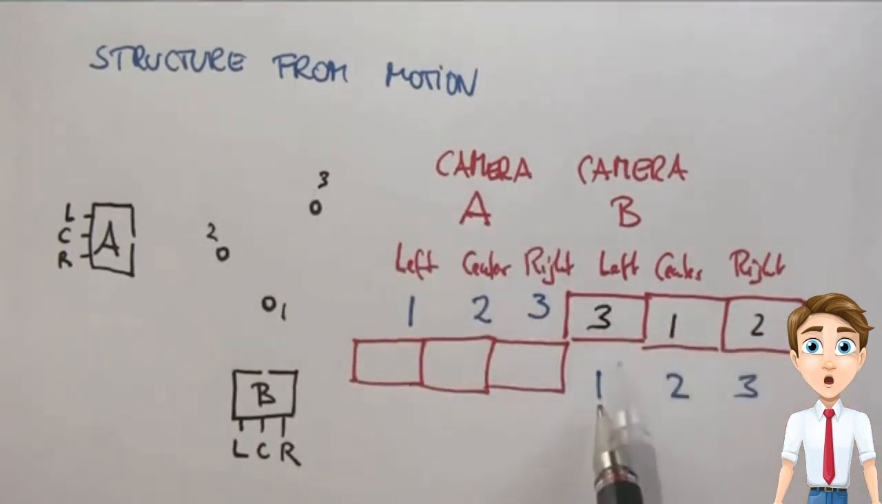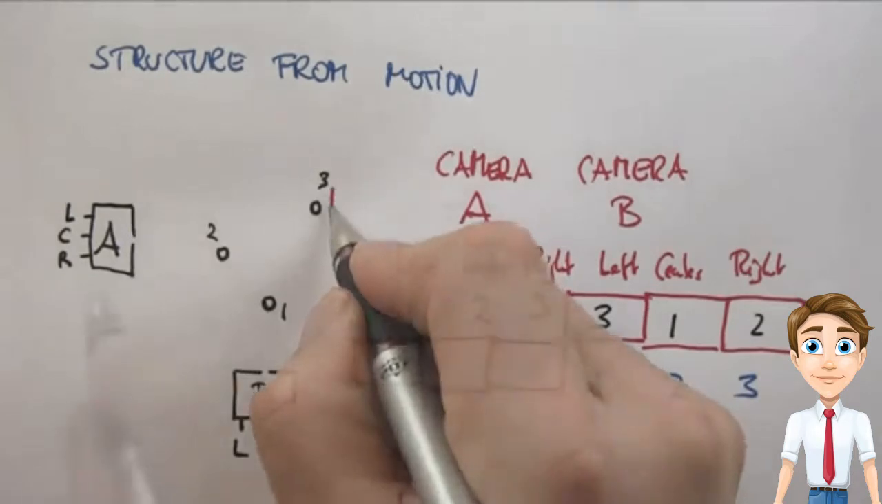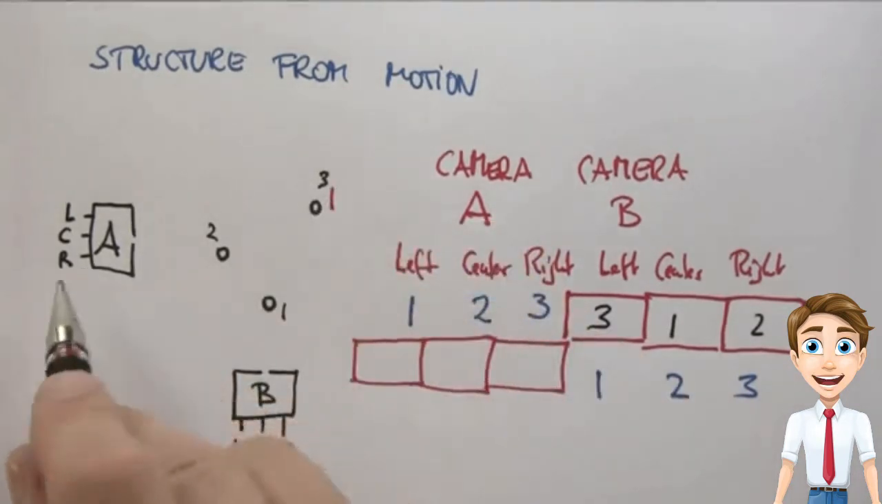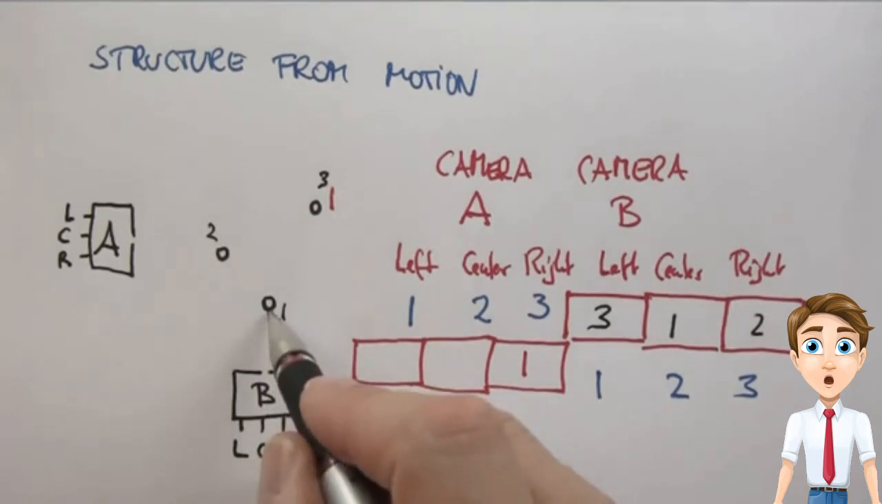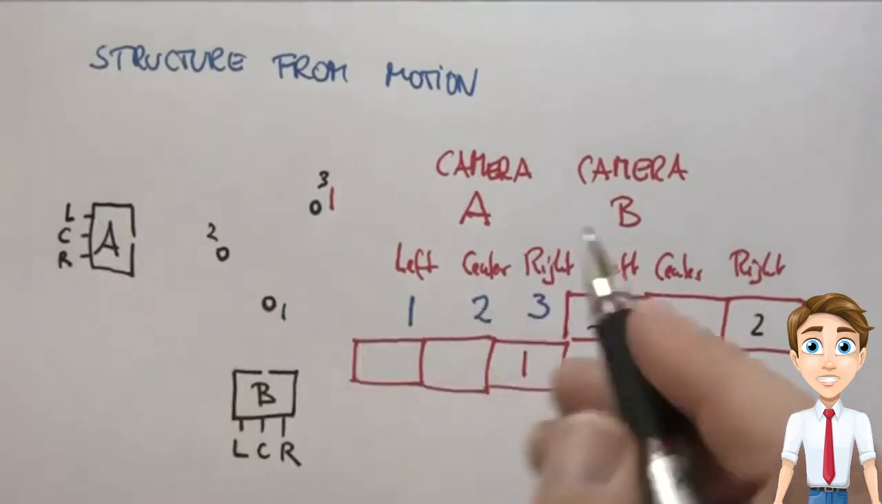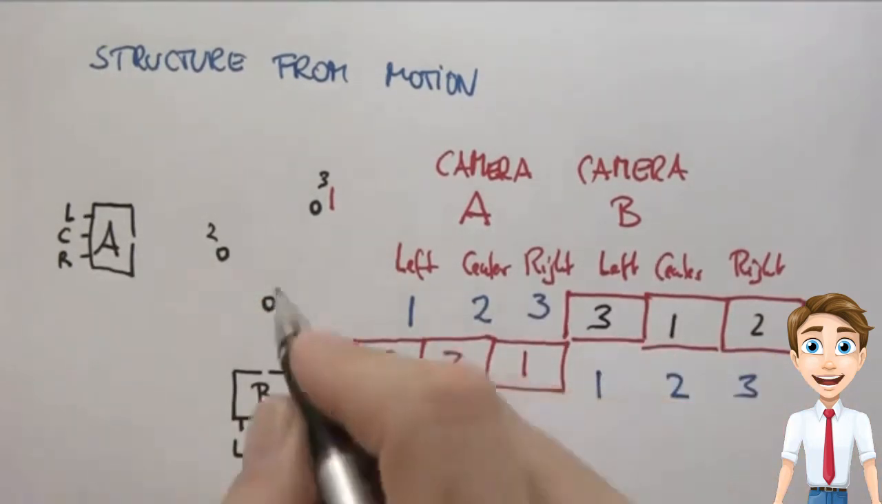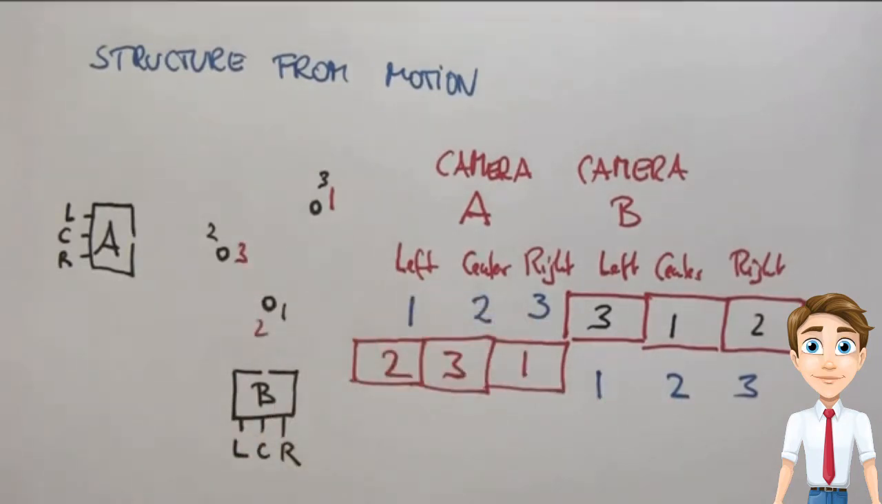Using a different color now, if camera B sees feature number 1 in its L position, then this must be feature number 1, which will appear in the right position for camera A. It sees feature number 2 in the center position, this one over here, which shows up in the left position over here, and the remaining one fits in over here. So this is the correct answer.